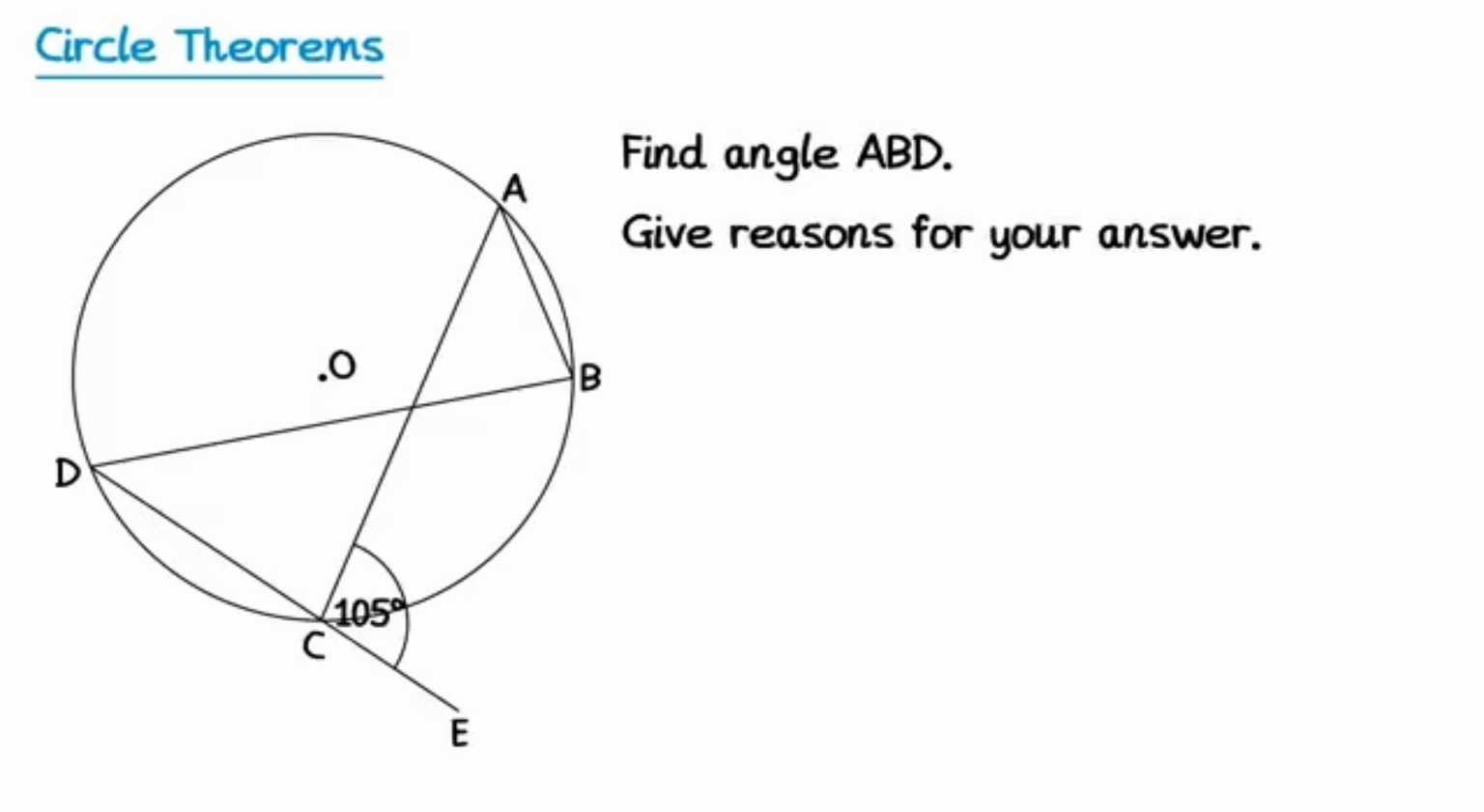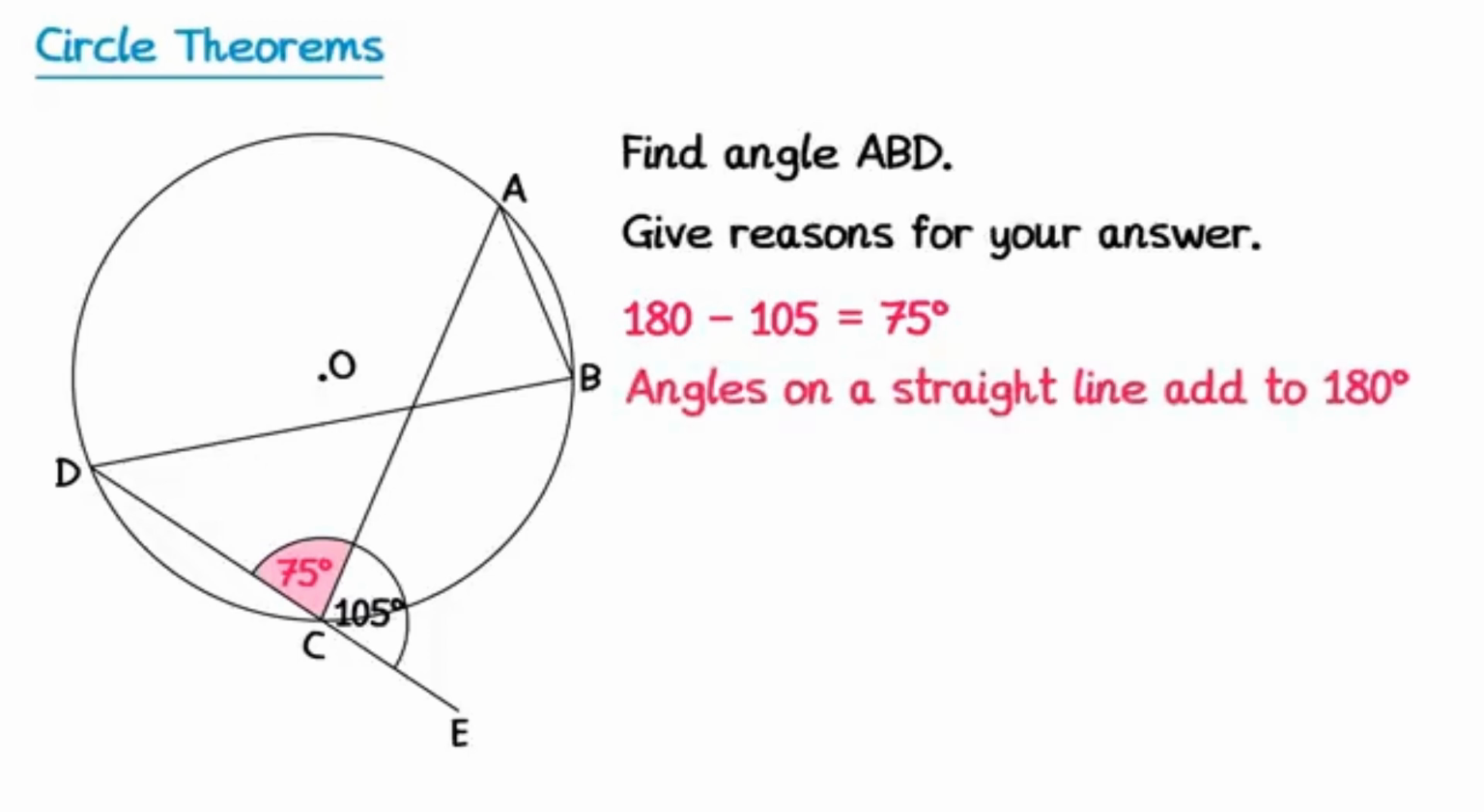So in this one, we're looking for the angle ABD. We're first of all going to find the angle ACD. You should notice that this angle here, ACD, goes with the angle ACE to make a straight line. So these two angles must add to make 180. So we could say that 180 minus 105 equals 75, so we know that this red angle here is 75 degrees. And remember, we need to give reasons for our answer, so we would state that the angles on a straight line add up to 180 degrees.